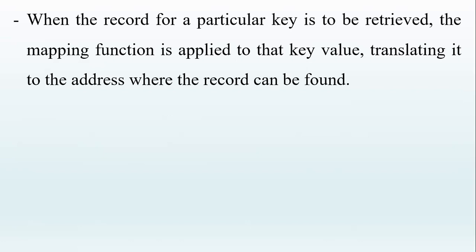When the record for a particular key is to be retrieved, the mapping function is applied to that key value, translating it to the address where the record can be found.